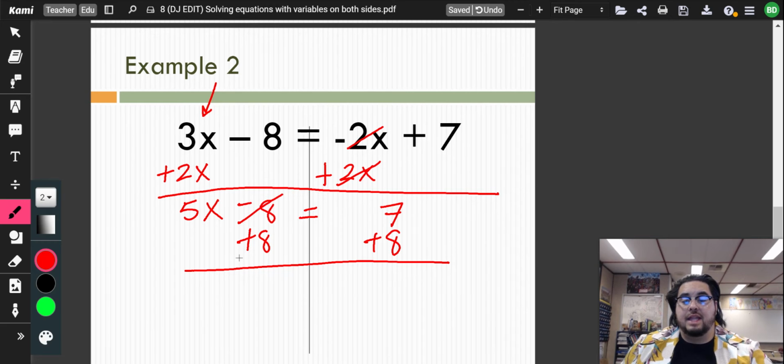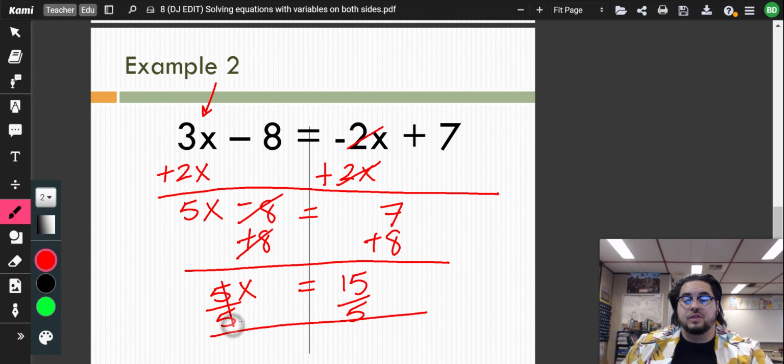Okay, the negative 8 and the 8 cancel out. 5x equals 7 plus 8, which is 15. And now I divide by 5. The 5's here cancel, and x is left over. That's exactly what I wanted. I'm trying to isolate x. 15 divided by 5 leaves us with 3.